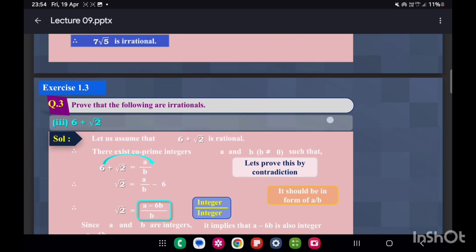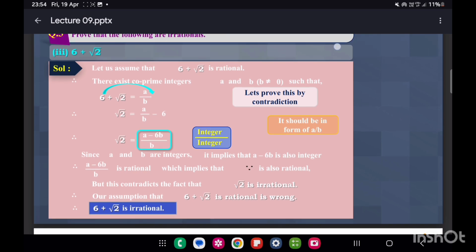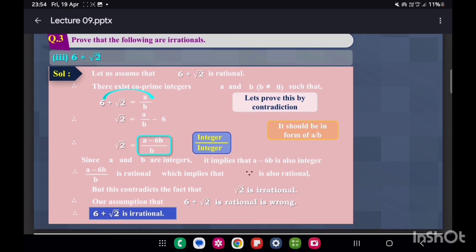Prove that the following are irrational. Students, take all these problems and solutions in your notes step by step. Then only you will understand properly. By just seeing all these things, you can't memorize them, and they can't be stored in your mind.